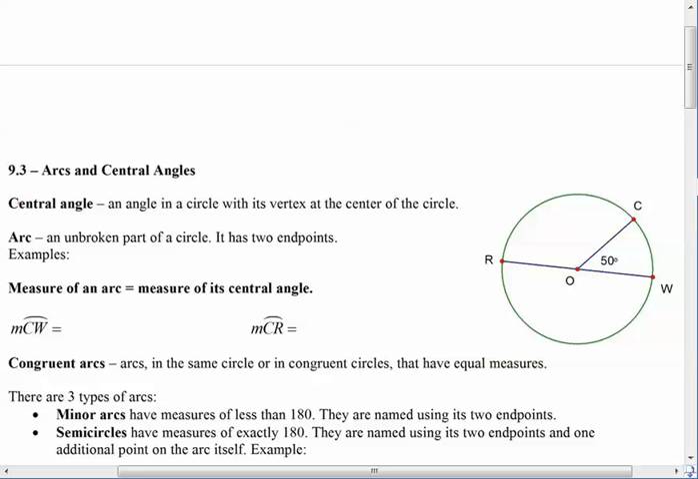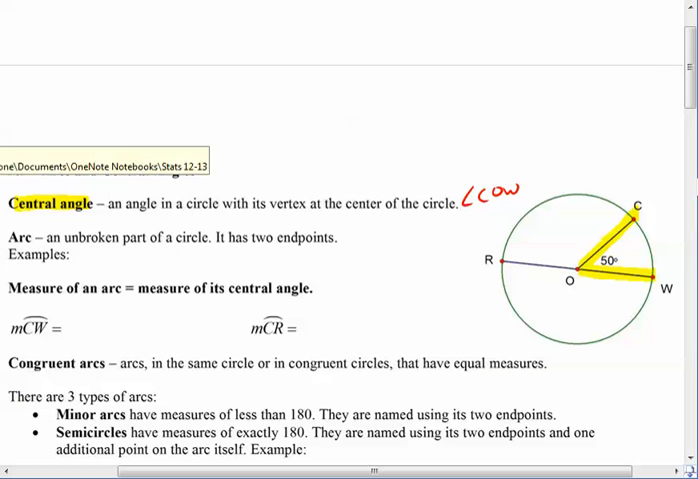So I have a few things to define for you. First, I'm going to define the central angle. A central angle is an angle in a circle with its vertex at the center of the circle. So you can see, for example, I've got angle COW highlighted here, and I've defined it as 50 degrees, say.